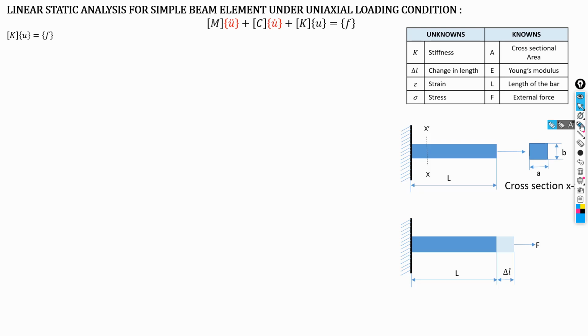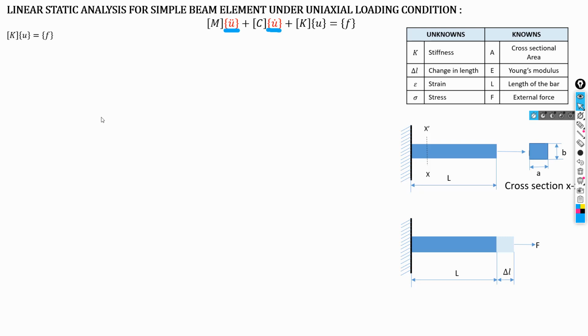So these are the short form explanations I have given here. K is stiffness, A is the cross section area, and del L is the change in length. For linear static analysis, we are not going to consider parameters like velocity and acceleration, which change with time.